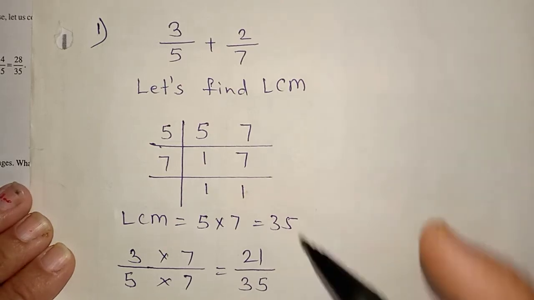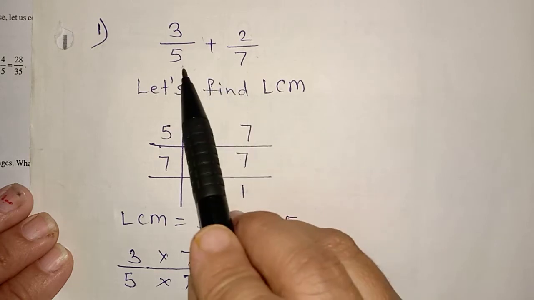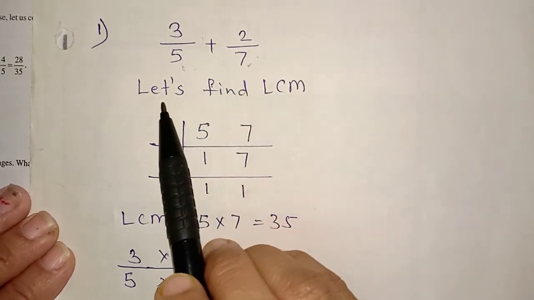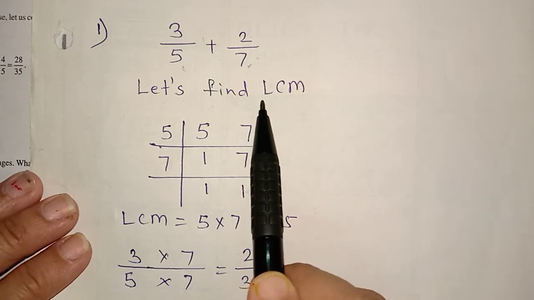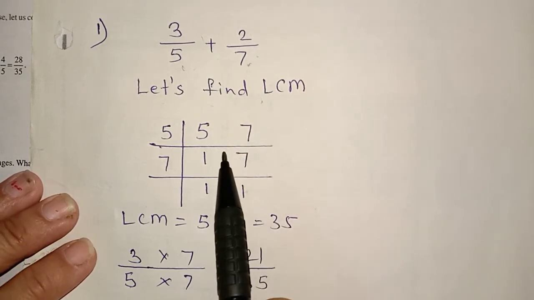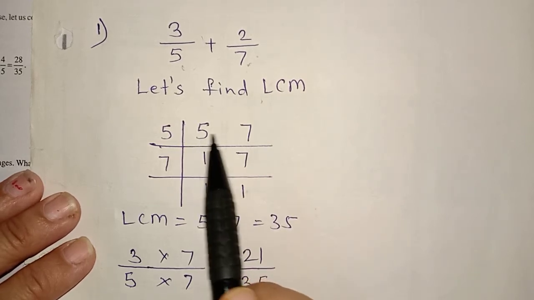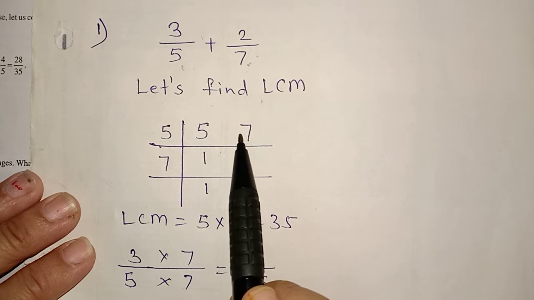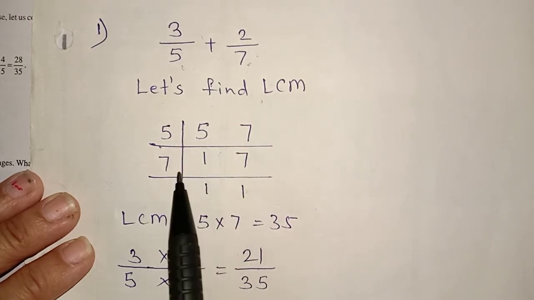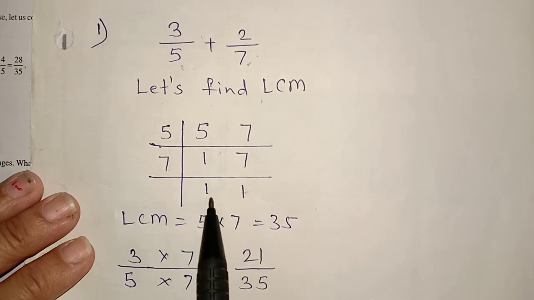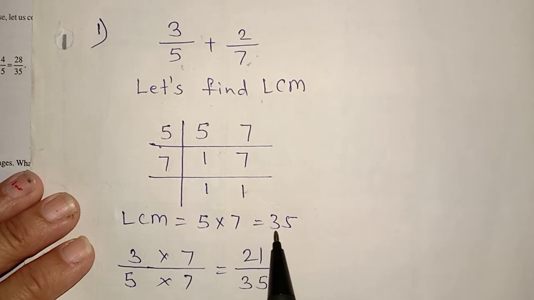Let's see one more example. 3 upon 5 plus 2 upon 7. Here also the denominator is not same. So let's find LCM. Some of you can directly find the LCM, but here I am showing how to find out the LCM. So I have written 5 and 7. You have to find out the LCM of denominator. So now 5 once the 5, 7 as it is, 7 once the 7. So my LCM is equal to 5 into 7, which is equal to 35.